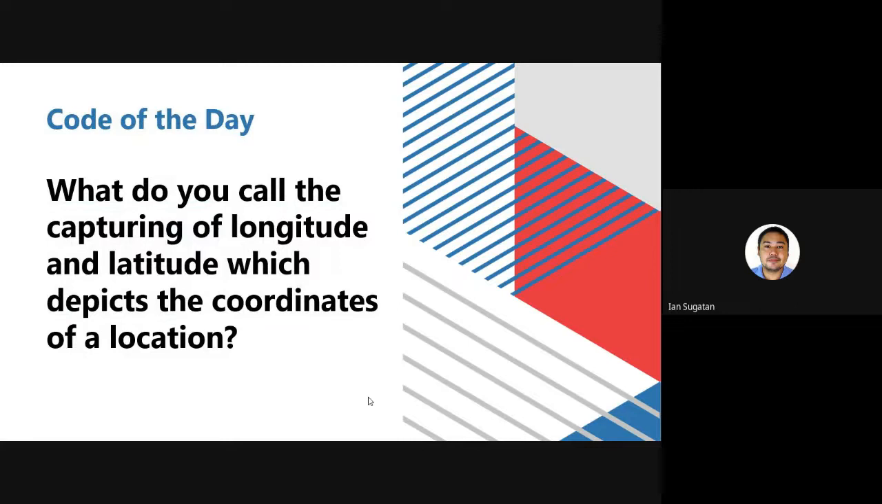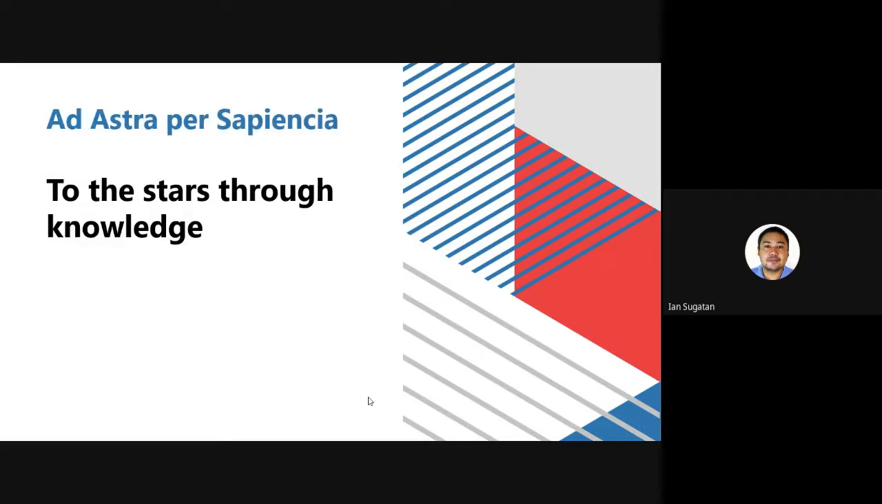Okay, our code of the day for this morning is: what do you call the capturing of longitude and latitude, which depicts the coordinates of a location? So that's the first topic that we have under our discussion for this morning. Again, what do you call the capturing of longitude and latitude, which depicts the coordinates of a location? Thank you guys. Ad astra per sapientia, it means to the stars through knowledge. Thank you for attending our class for this morning.